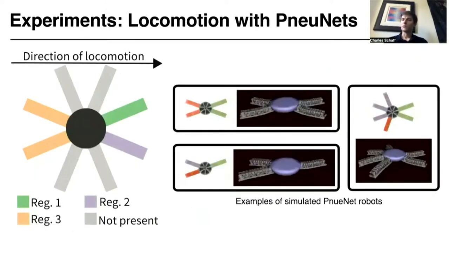In our experiments, we optimize pneumatically actuated soft robots for a crawling task. Our algorithm searches over where to place pneumatic legs around a central body, which pressure regulators to assign those legs to, and the control policy, which produces crawling gaits.